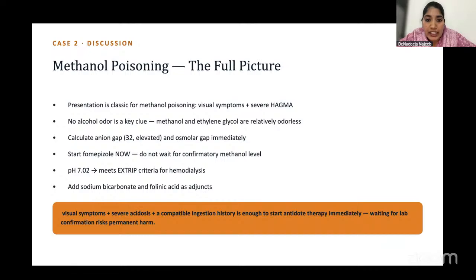Start fomepizole immediately. Do not wait for confirmatory methanol level. The pH is 7.02. It meets EXTRIP criteria for dialysis. Add sodium bicarbonate and folinic acid as adjuncts. Keep in mind visual symptoms. With severe acidosis, a compatible ingestion history is enough to start antidote therapy immediately.